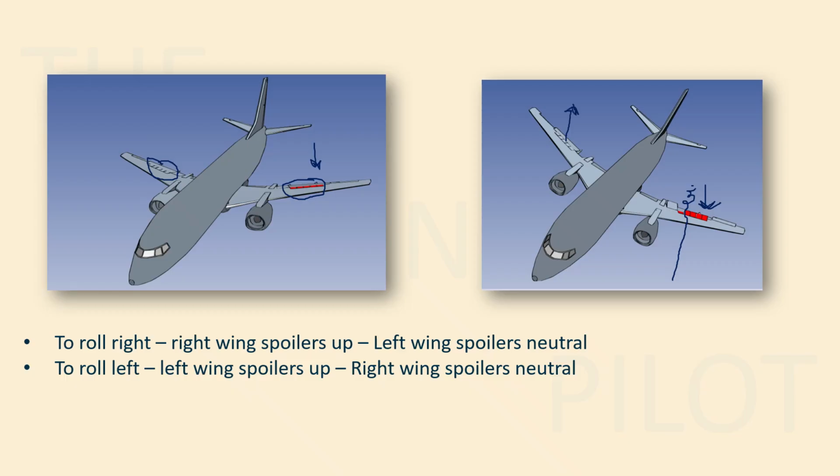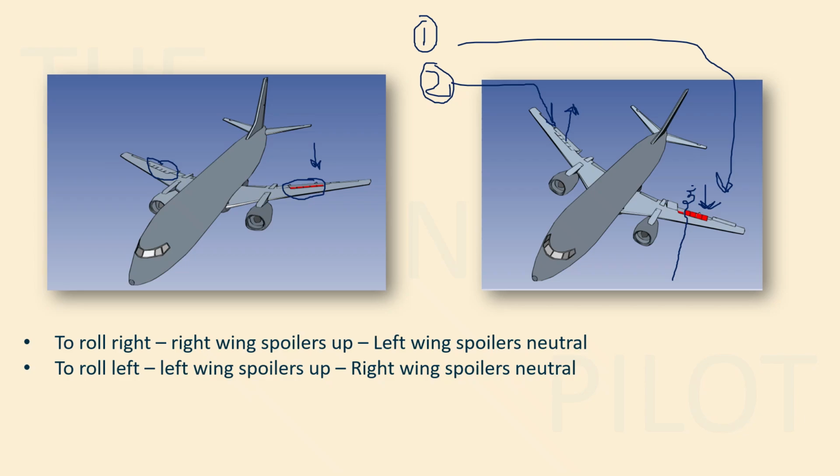You also need to remember that spoilers have only two positions. One is when they are extended, as you can see in this diagram. The second position of spoiler is nothing; it is in the normal position, like they are on the wings, not extended. But ailerons have three positions: up, neutral, and down, right? But spoilers have only two positions, which are up and neutral, right?